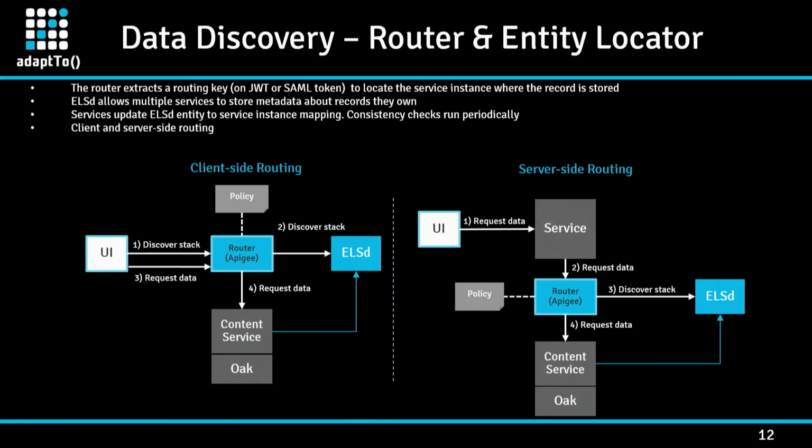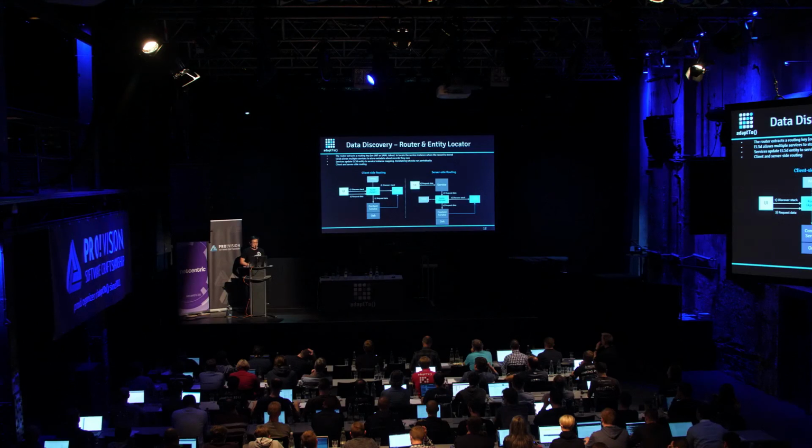The router's responsibilities and capabilities can be enhanced by plugins. One of these plugins will extract the routing key that's provided along with a token sent with a request, and will perform a discovery request to ELS. ELS is integrated with a DynamoDB data center that's globally replicated, so it stores metadata for each service. The services update ELS with their metadata, and we also run consistency checks periodically.